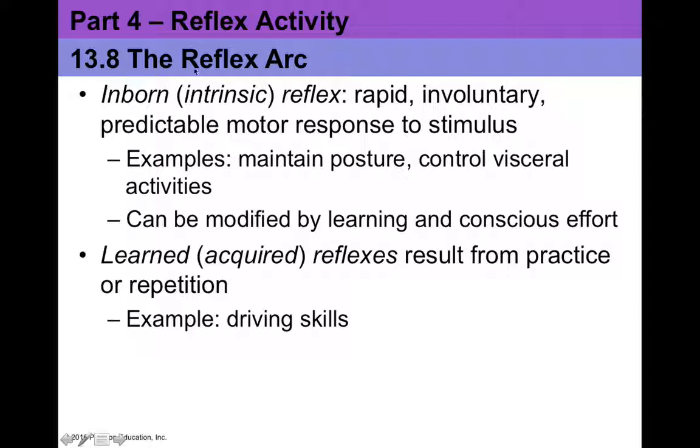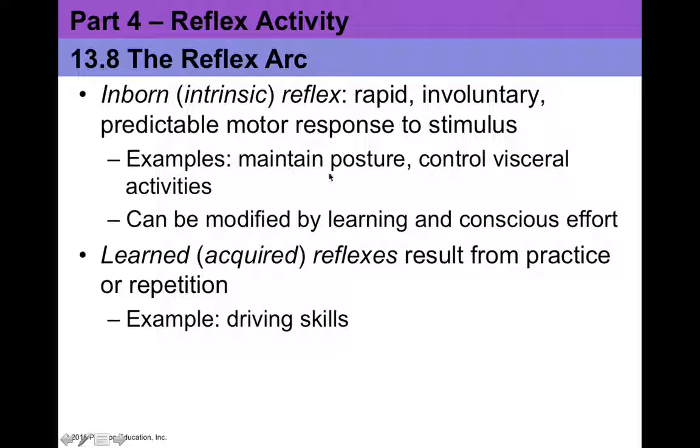In this video, we're going to look at the reflex arc. Reflexes are these rapid, involuntary, and predictable motor responses to a given stimulus. And we have two types of reflexes. We have inborn intrinsic and learned or acquired reflexes. These inborn or intrinsic reflexes are rapid, involuntary, predictable responses. But these are inborn or intrinsic, which means that we're effectively born with these.